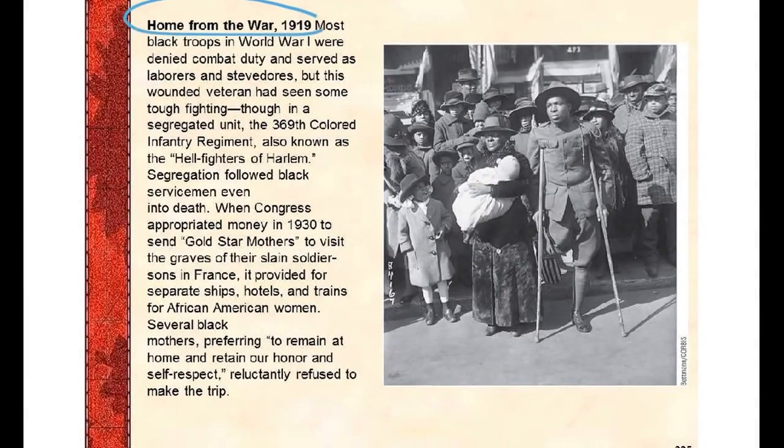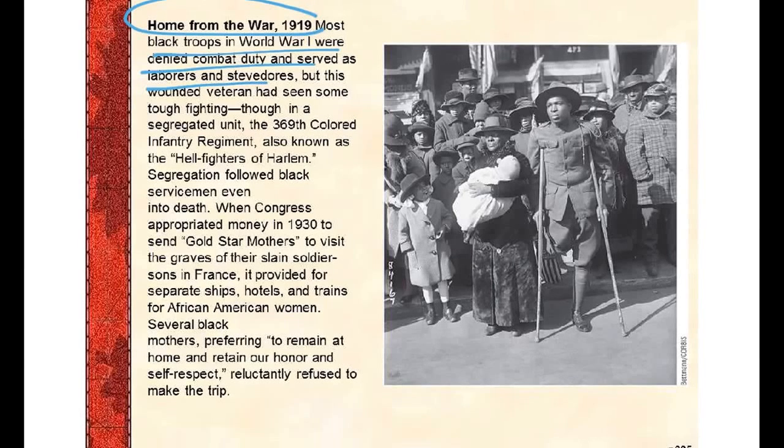This is a picture called Home from the War, 1919. Most black troops in World War I were denied combat duty, but were laborers or worked on chain gangs or in some sort of service capacity. But this wounded veteran had seen some tough fighting in a segregated unit, the 369th Colored Infantry Regiment, also known as the Hell Fighters of Harlem. Even when they returned to the United States, segregation followed them.